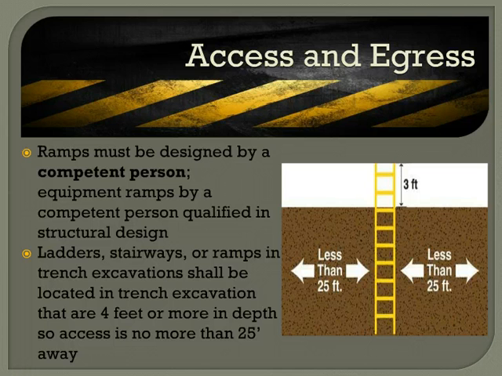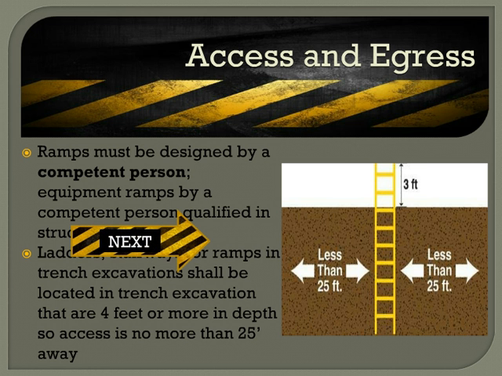To ensure proper access and egress for an excavation, structural ramps are to be designed by a competent person. If used by equipment, the design must be by a competent person qualified in structural design. When two or more structural members are used, they must be connected together with members of uniform thickness in a manner to prevent tripping. A stairway, ladder, ramp, or other safe means of egress shall be located in trench excavations that are 4 feet or more in depth, so as to require no more than 25 feet of lateral travel for employees.